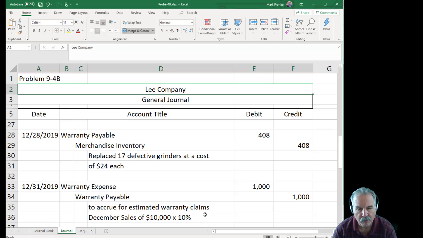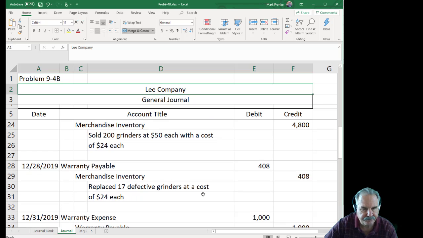So, but we're relieving the warranty payable again. Debit warranty payable 408. Credit merchandise inventory 408. And that is, again, for the 17 defective grinders. We're taking it out of inventory and we're applying it to the warranty payable. Notice there's no expense involved here because we already provided the expense when we accrued for them back in November.